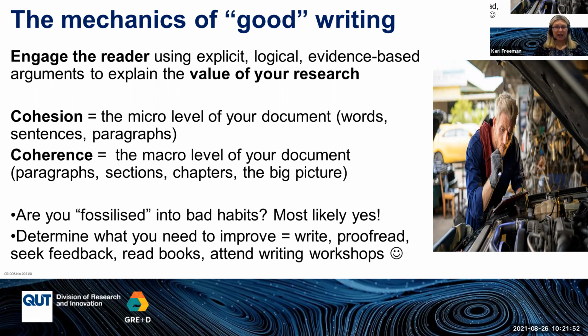Now, with your cohesion and your coherence, sometimes, because we've been writing for a long time, we end up what we call fossilized in bad habits. So maybe there's some kind of sentence structure that you're writing that actually isn't grammatically correct, or maybe you're using words that don't go in the flow of a bigger picture. There's all sorts of different rules around writing and making sure that everything is clear. So how do we know if we're fossilized into bad habits? We seek feedback.